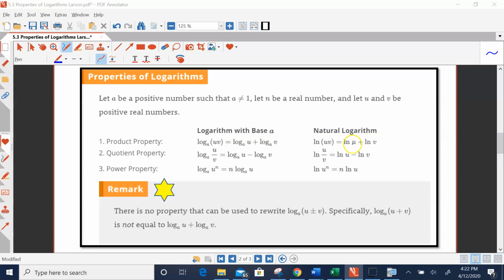It works the same way with ln's. If I had a natural log of u times v, that's the same thing as the natural log of u plus the natural log of v.